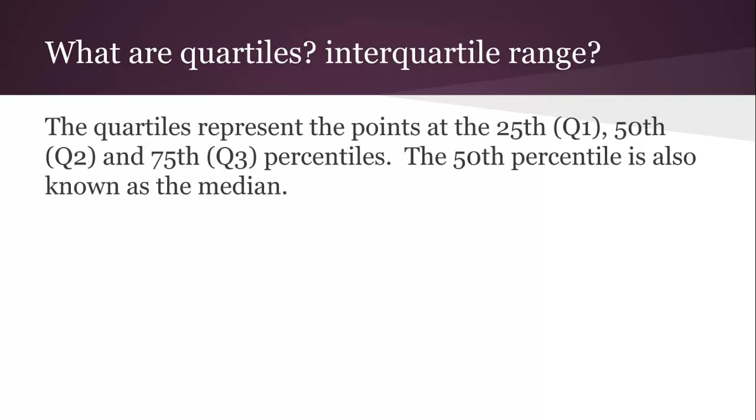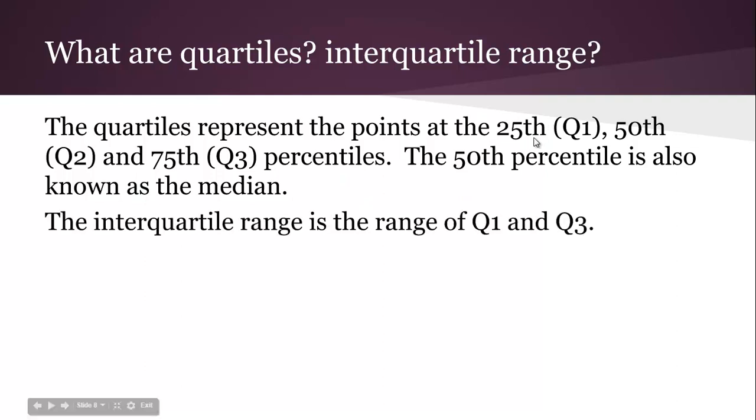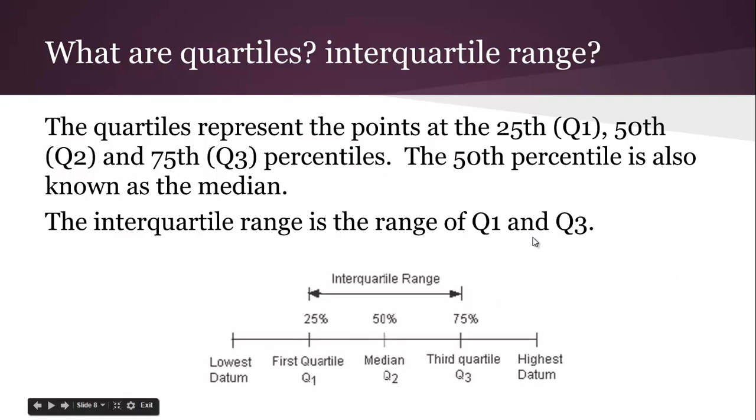Okay. What are quartiles? Quartiles represent the points at the 25th, 50th, and 75th percentile. The 50th percentile is the median. That's the middle value. Q1 and Q3 are actually the medians of the first half and the second half. The interquartile range is the range of Q1 to Q3. So the middle 50% of the data, that's how spread out it is.